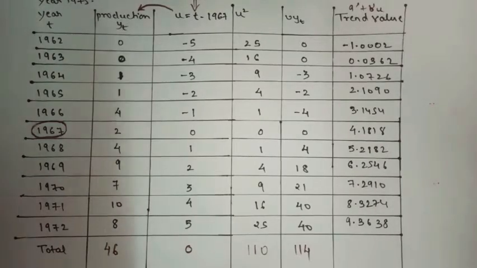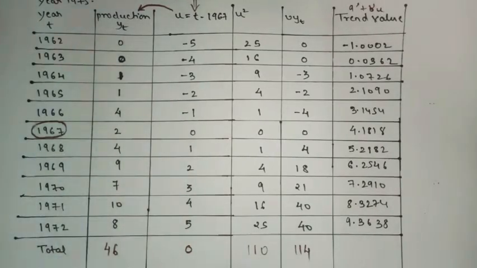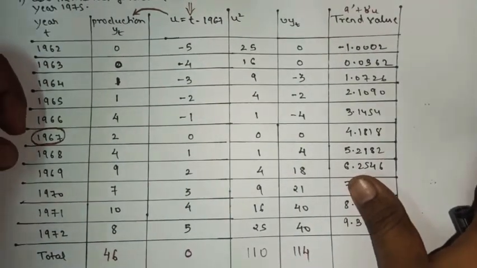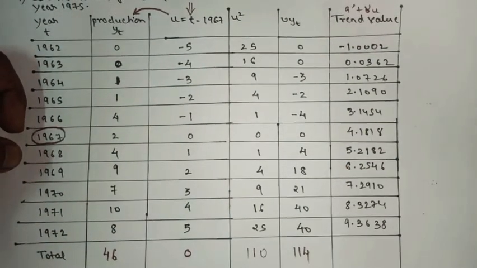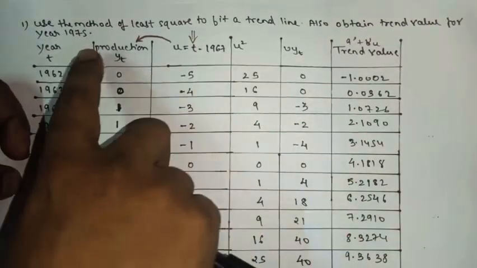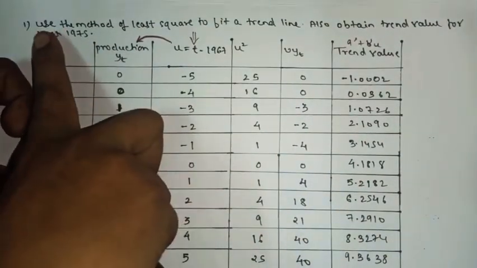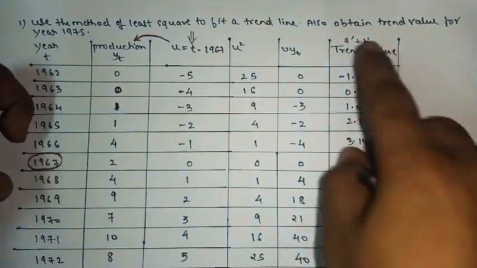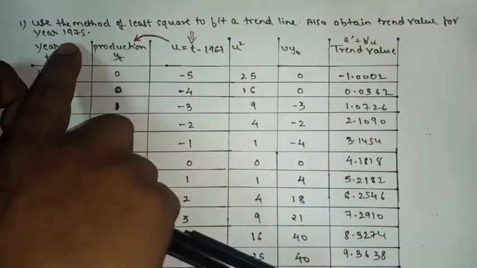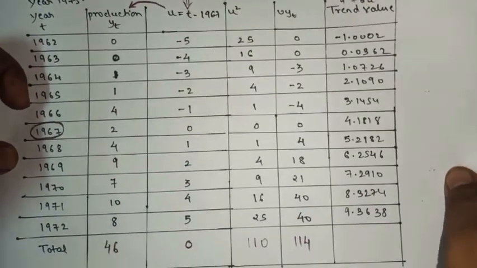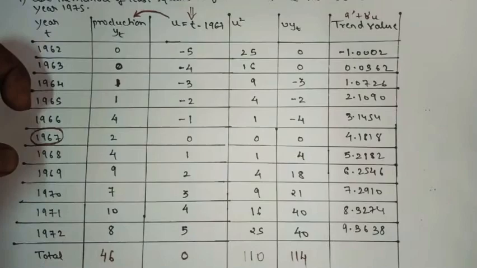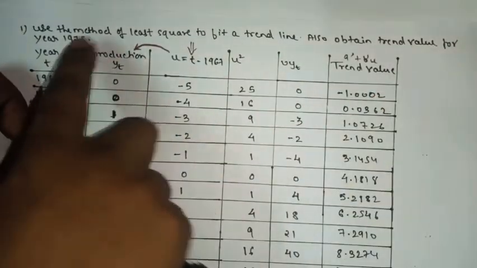Still that is not the end of the sum. After that, can you see the adding? A small part is remaining now. As per the question which is given, use the method of least squares to find the trend line and also obtain the trend value for year 1975. Actually we have to find the trend value for each and every year as well as for 1975 also.